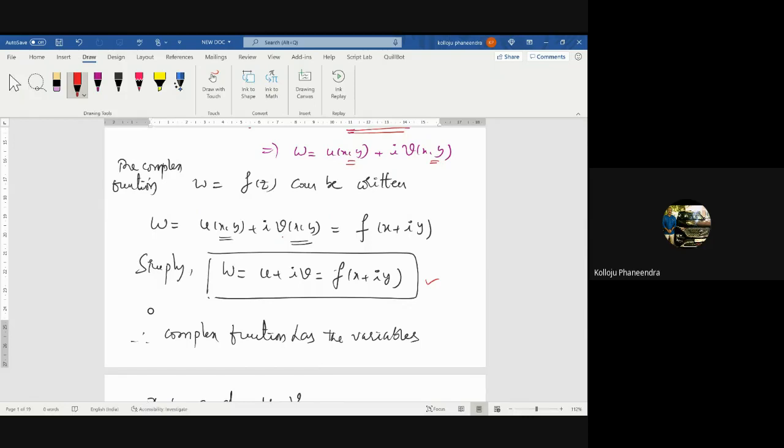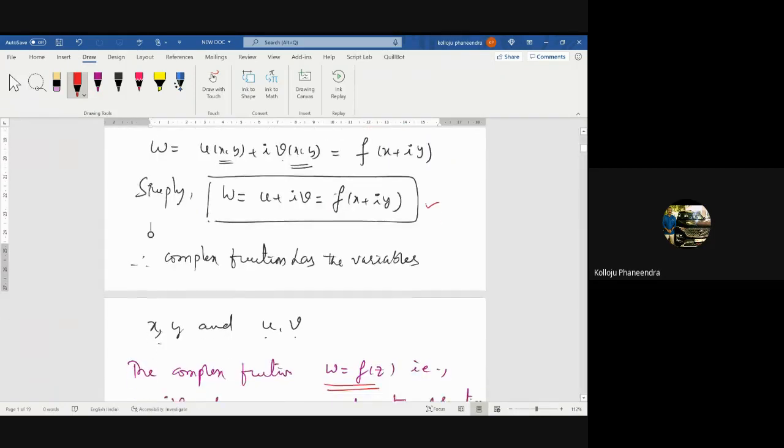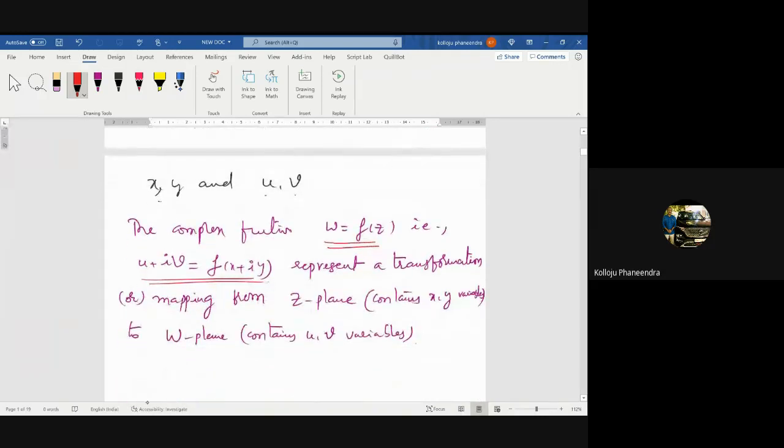So this entire complex function contains how many variables? 4 variables. X, y and u, v. X, y are independent variables. U, v are dependent on x and y. And what is the original meaning of complex function? The original meaning of complex function is that it represents a transformation from the z plane.